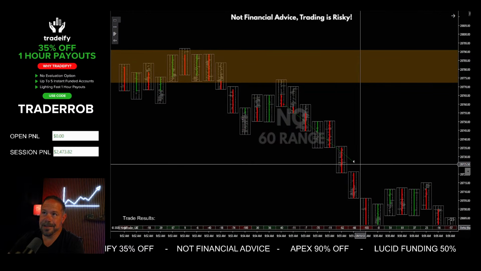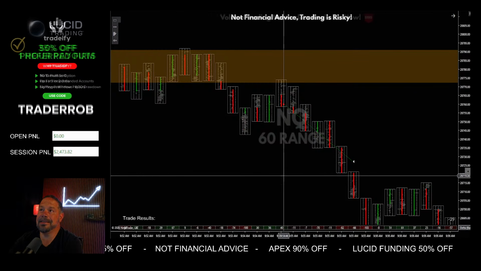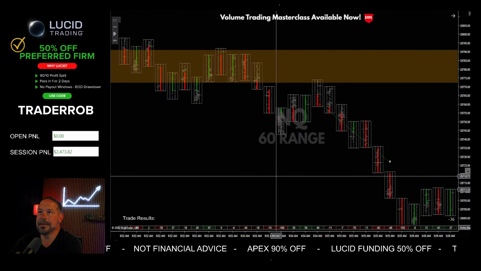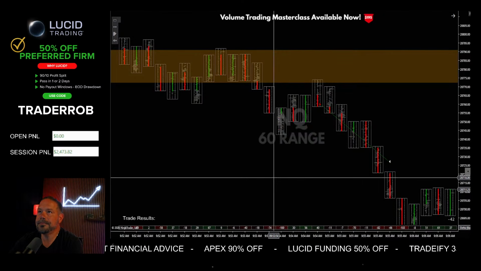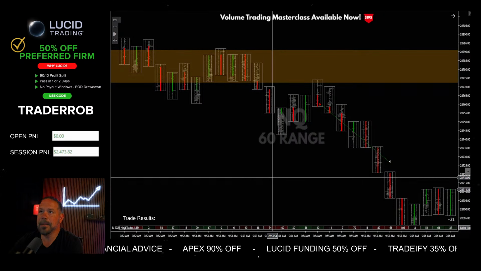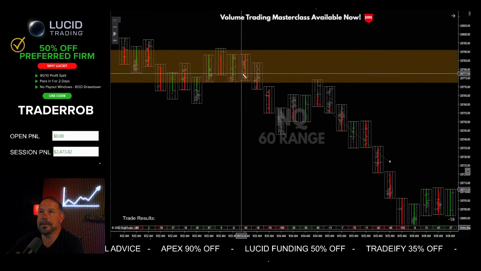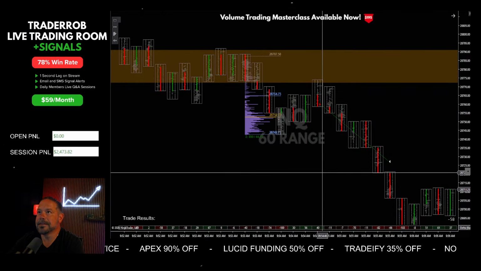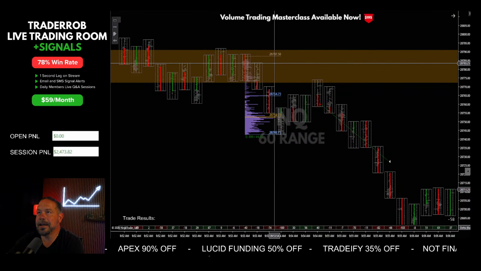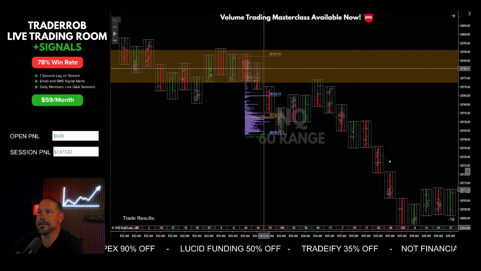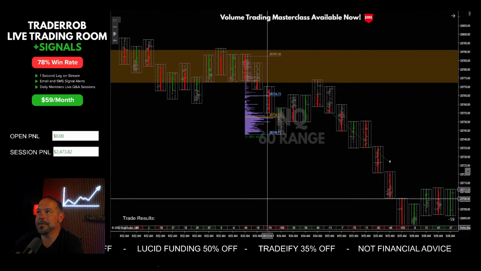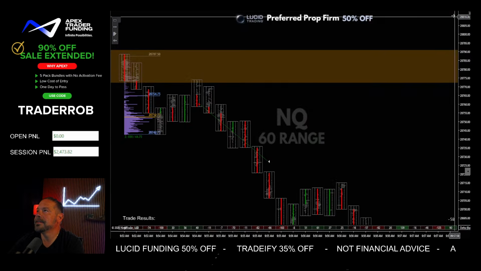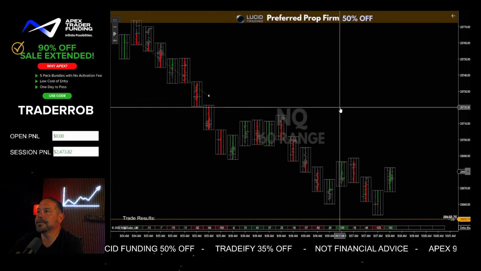So, no, I'm sorry, it was not a real AVT setup, but I can make it into an AVT setup very easily right here. This is your value area high. It's easy to come up with this, but this is on the 60. I like taking mine from the 120. So, no, it was not.